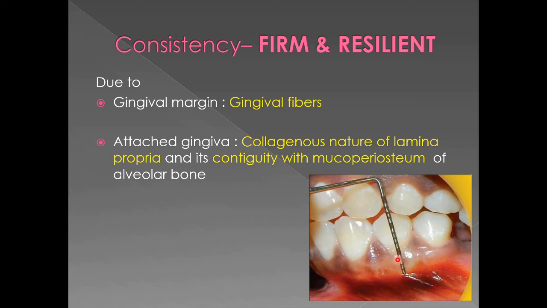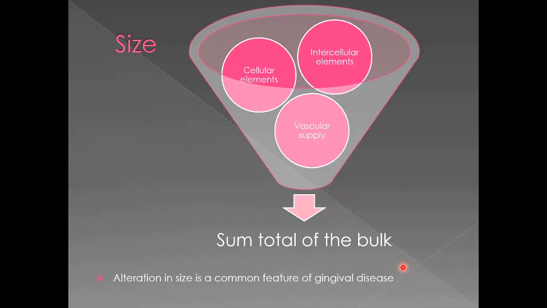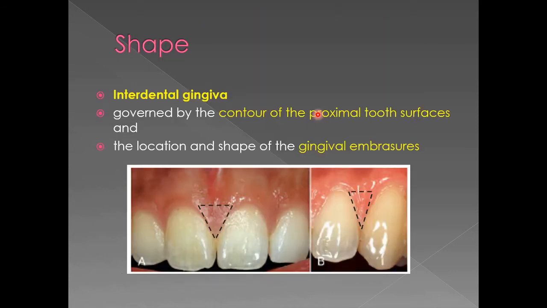Now this is how you will be checking for the consistency with the lateral surface of the probe. You apply a mild pressure on the marginal and the attached gingiva and look for the indentation to appear on the gingival surface. Next is the size of the gingiva. This is determined by all three components, one being the cellular, then the intercellular elements, and also the vascular supply. So the size is a sum total of the bulk of all three, which determines the size of the gingiva.